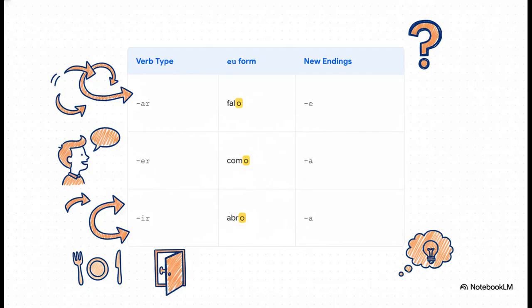And what's an opposite ending? Well, it's just this clever little swap. For verbs that end in AR, you're going to use the E endings. And for verbs that end in ER or IR, you guessed it, you're going to use the A endings. So falo becomes fale, and como becomes coma. See? It's just a simple switcheroo.